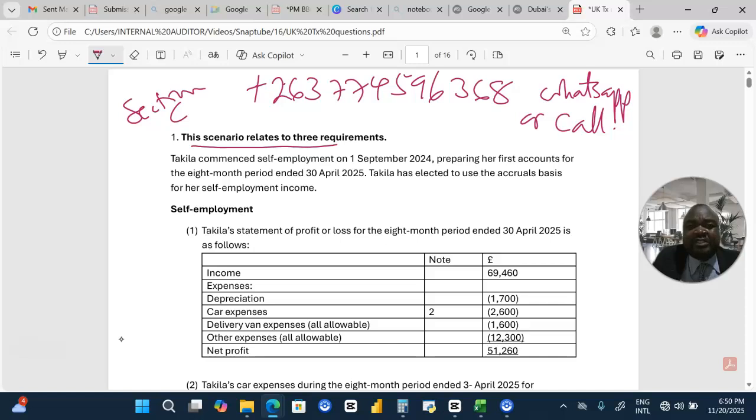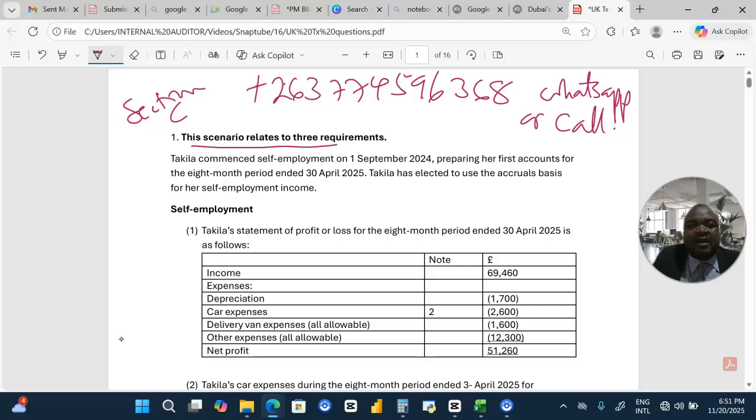Takila commenced self-employment on 1 September 2024, preparing a first account for the 8-month period ended 30 April 2025. Takila has elected to use the accrual basis for her self-employment income. So she wants to use the accrual basis, but we are going to be led by the taxman on how to account for Takila's business transactions the tax way.